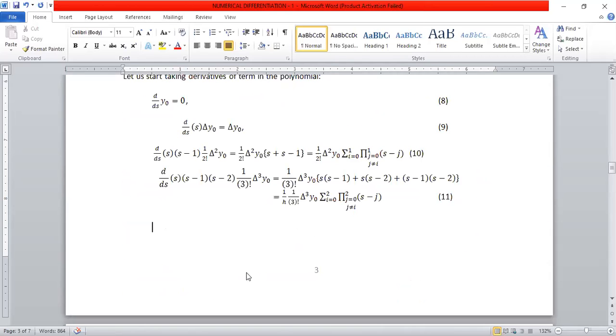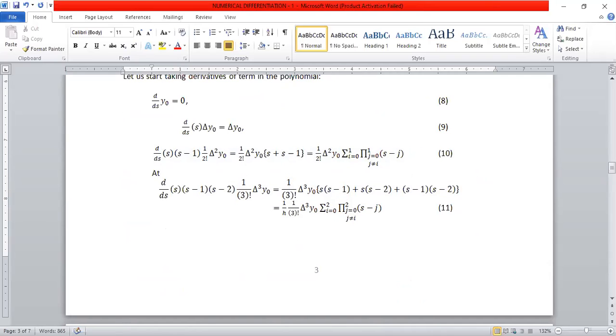x naught के लिए s 0 होता है. जब s 0 है तो ये 0 0 हो जाएगा. Let me add it here. At s is equal to 0, which is equivalent to x is equal to x naught. So what will happen to this whole thing? मैं इसको यहाँ तक कंसीडर कर रहा हूँ, not the compact notation.